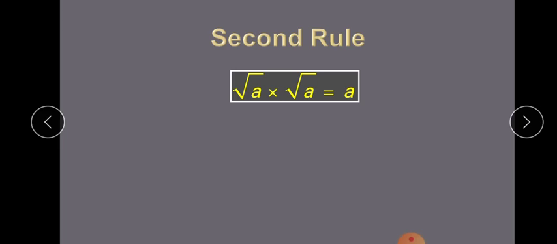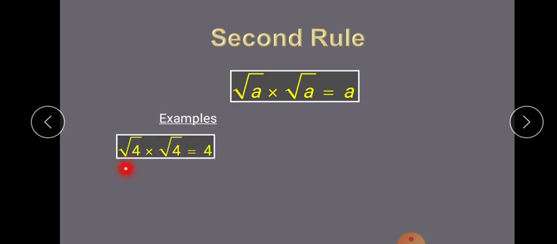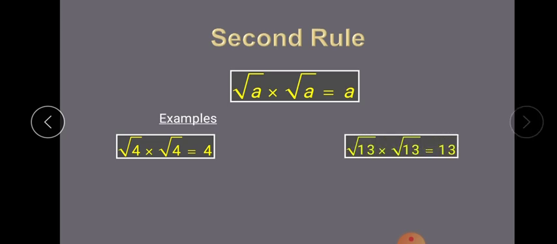So the rule which we have learnt now: root a into root a is equal to a. When we multiply the same surd or the same irrational number 2 times, the root goes away. Let us see some examples. Root 4 into root 4 is 4. Root 13 into root 13 is 13.